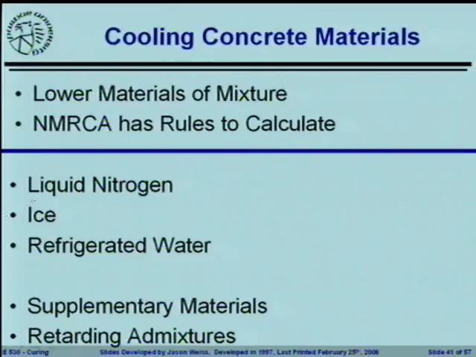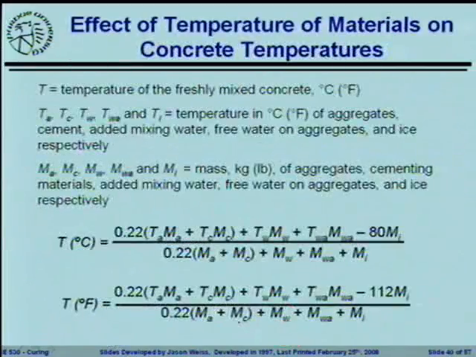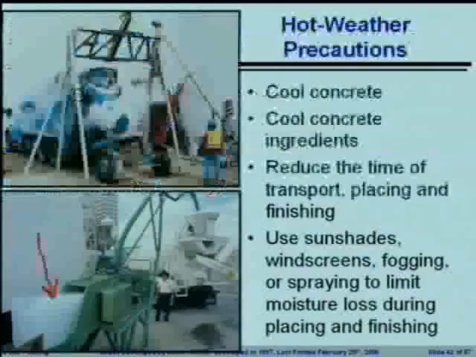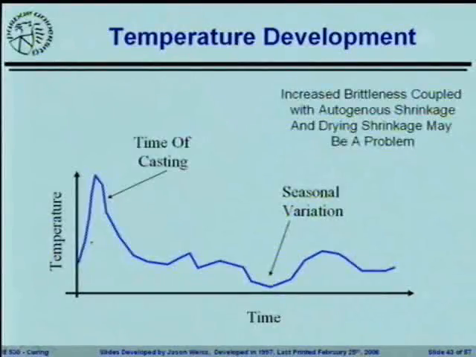So as we mentioned, liquid nitrogen, ice, refrigerated water are ways that you can cool down the temperature of the individual constituent materials. You can cool down the heats of hydration with retarding admixtures and supplementary materials. There are equations here that basically give you the weighted averages, so the mass of the different materials that are going in, the temperatures they start at, and they'll give you an idea to estimate the temperature of the concrete in your mixture if you need something like that.